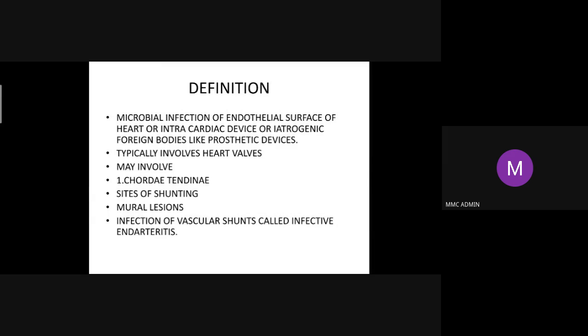Typically, infective endocarditis will involve heart valves. The most common will be mitral regurgitation. Apart from the heart valves, it may also involve other heart structures like chordae tendineae and other sites of shunting and other neural lesions. When the infection involves a vascular shunt, it is called infective endarteritis.